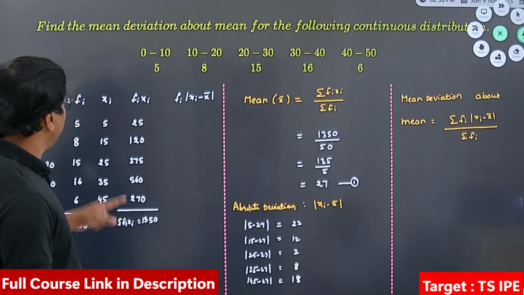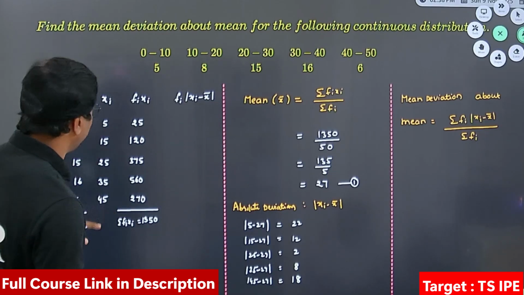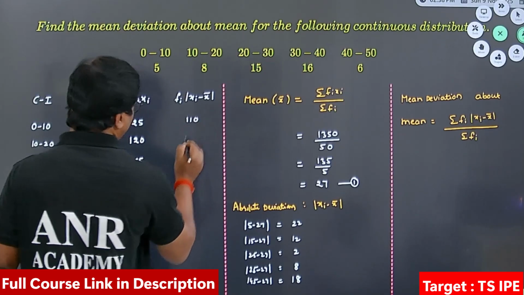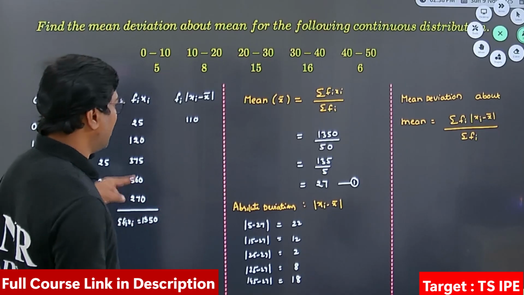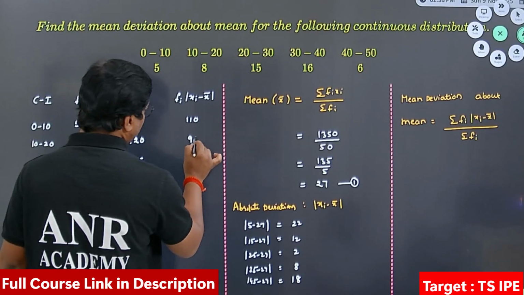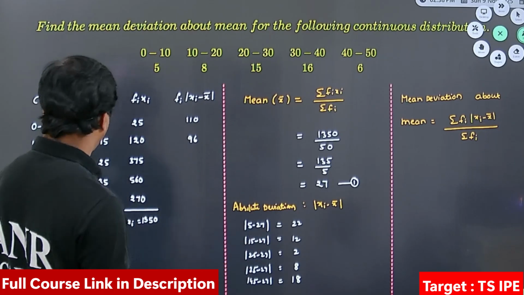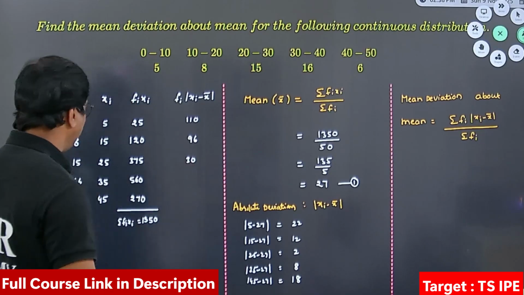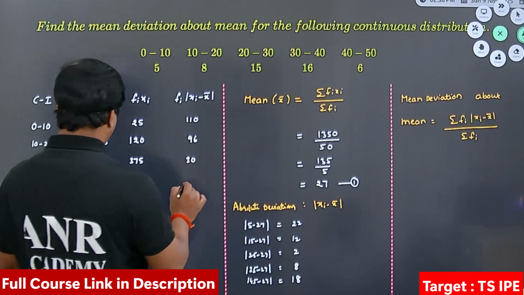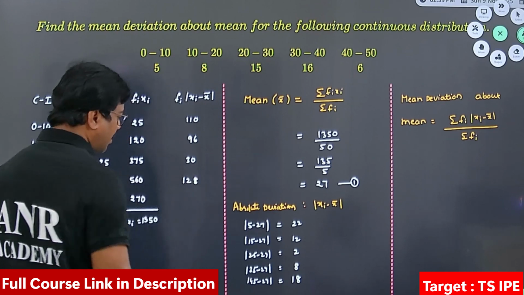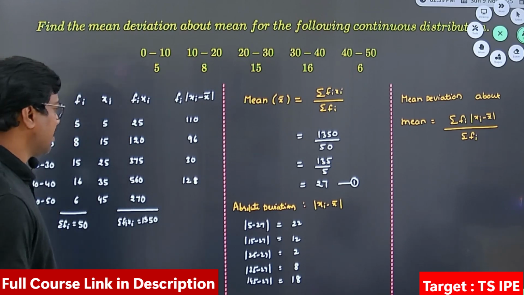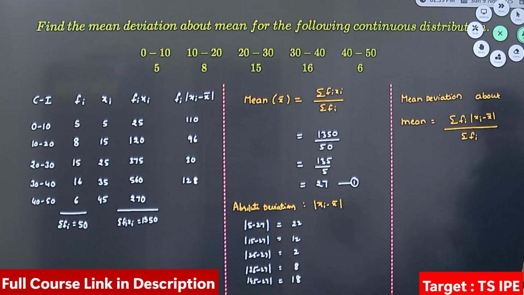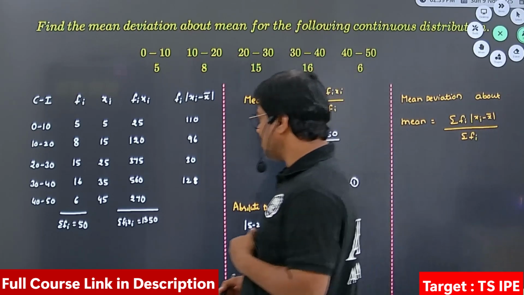Now these absolute deviations are multiplied by their corresponding frequencies: 22 into 5, this is 110. Next, 12 multiplied by 8, that is 96. 2 multiplied by the corresponding frequency 15, that becomes 30. Next, 8 multiplied by 16, 128. Next, 18 multiplied by 6, that is 108.